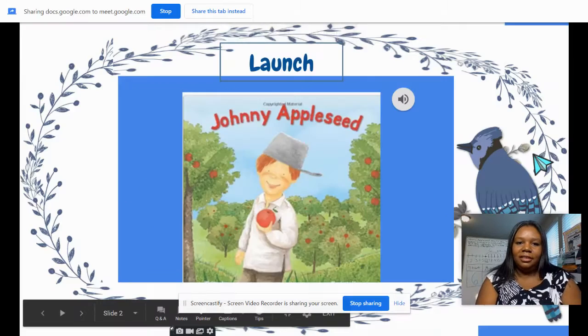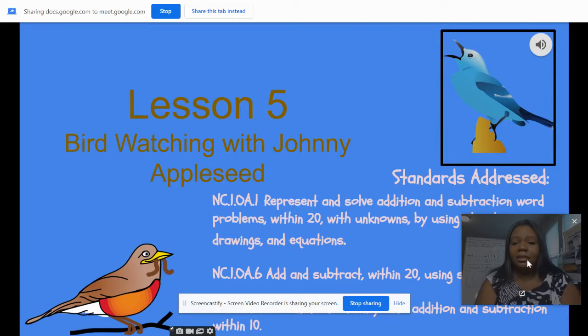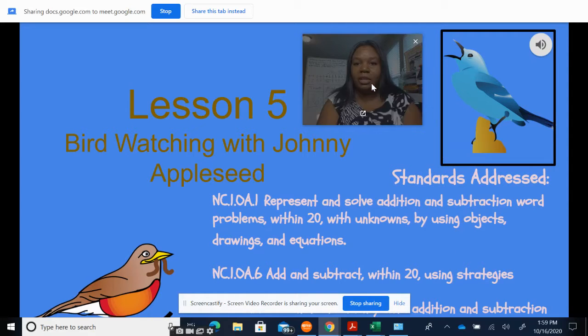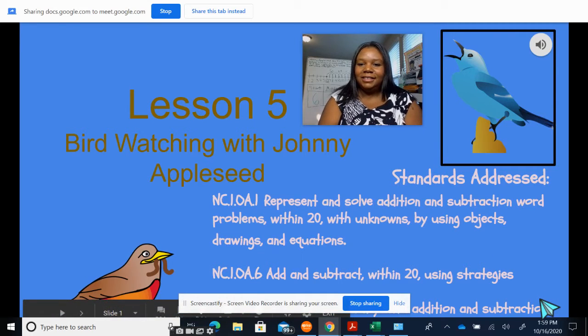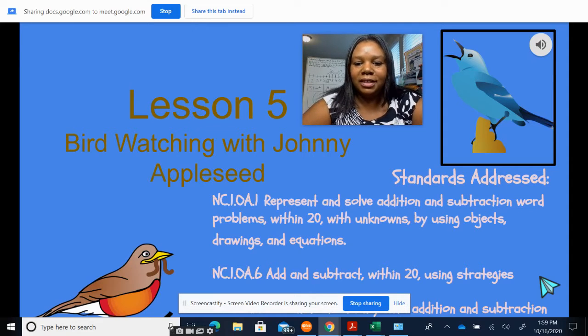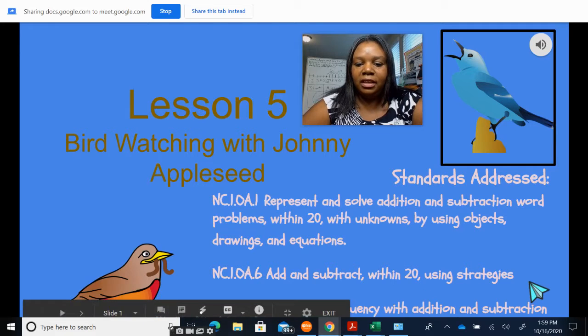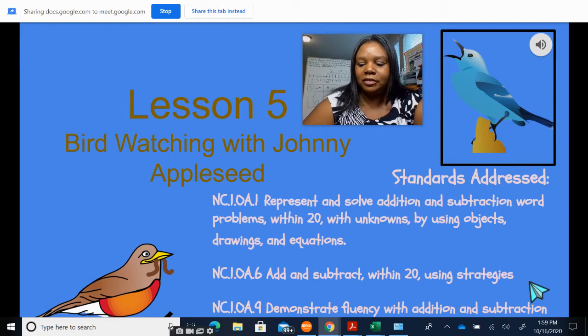So we are in lesson 5, and it was about bird watching with Johnny Appleseed. The standards are we're going to represent and solve addition and subtraction word problems within 20 with unknowns using objects, drawings, and equations. We will also be adding and subtracting within 20 using strategies and demonstrate fluency with addition and subtraction.